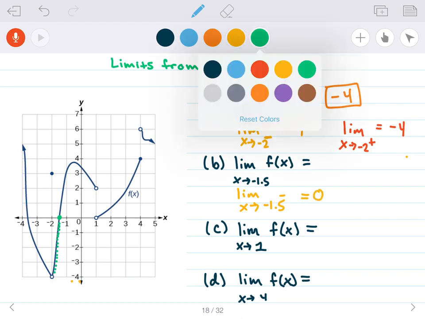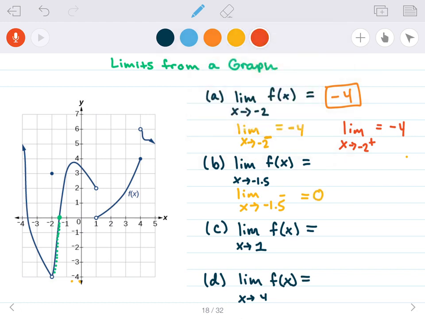And again, from the other side, if we come from the right side to -1.5, we get closer and closer again to 0. And so the limit is 0 because the left and right hand limits are the same.